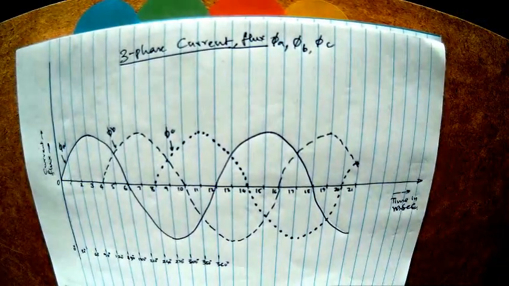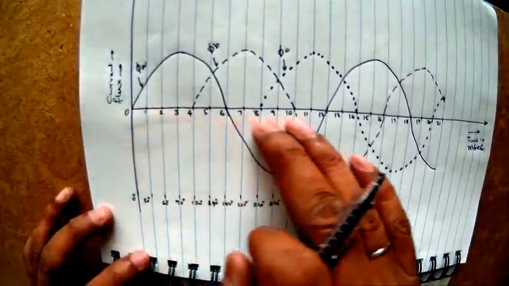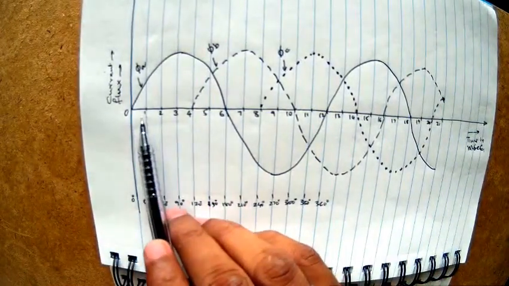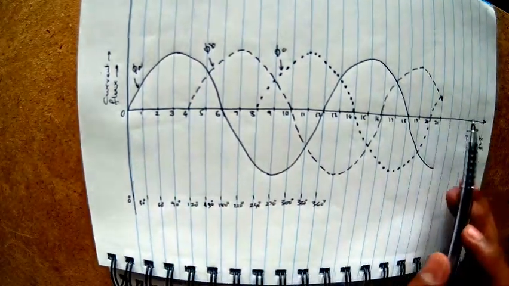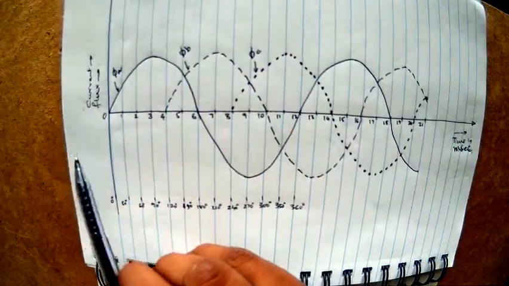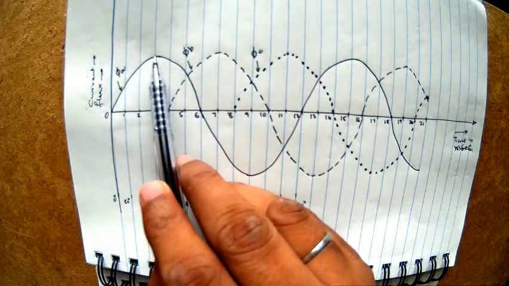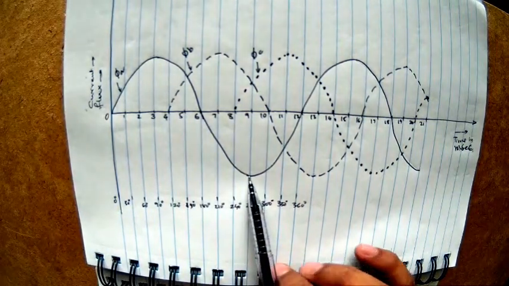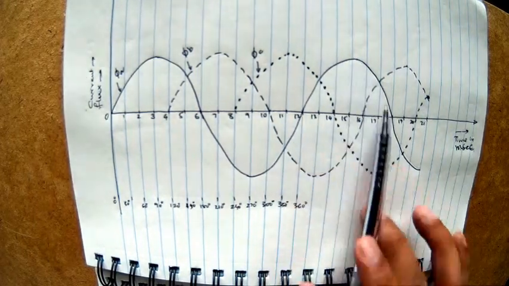So now let me explain what you are seeing here on the screen. On the x-axis we have time. So for the convenience, I am denoting time in milliseconds. So this is 1 millisecond, 2 millisecond, 3, 4, 5, and so on up to 21 milliseconds. And on the y-axis, I am marking the flux or current. Now take A phase. It is starting at 0 milliseconds, reaching the peak at 3 milliseconds, reaching 0 at 6, minus 1 or the negative peak at 9 millisecond, and again 0 at 12 millisecond, and so on.